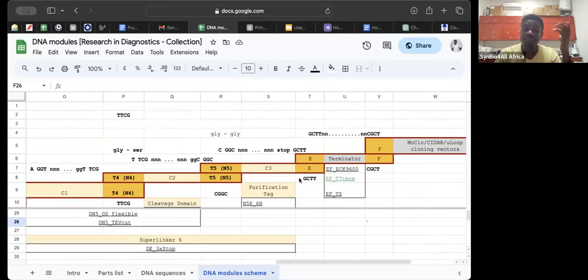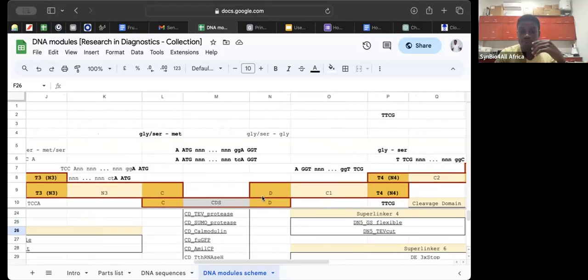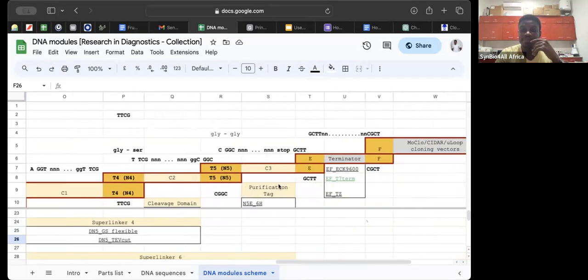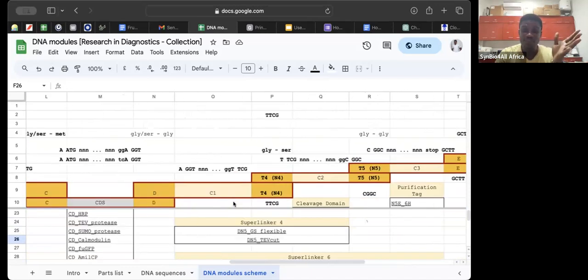But if you want to use a purification tag, whether at the front or at the back, what we have here is a purification tag at the front with a cleave domain, and then a purification tag at the back with a cleave domain. And you realize that the cleave domain is always close to your coding sequence. So the cleave domain is in between your coding sequence and the purification tag, not the other way around. By doing that, you're able to cleave off your purification tag away from your coding sequence.